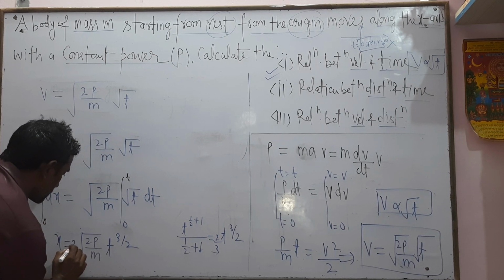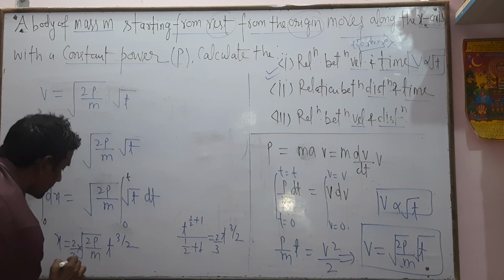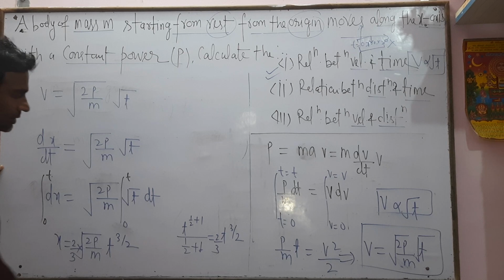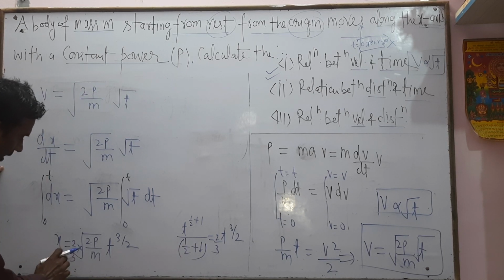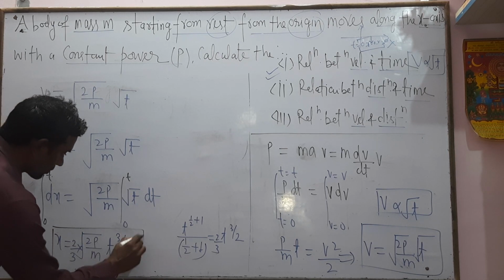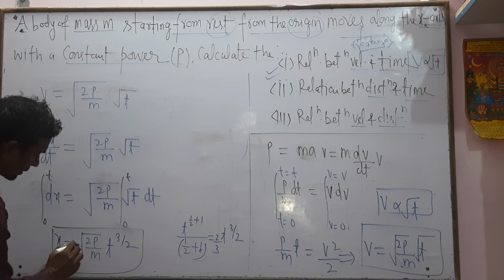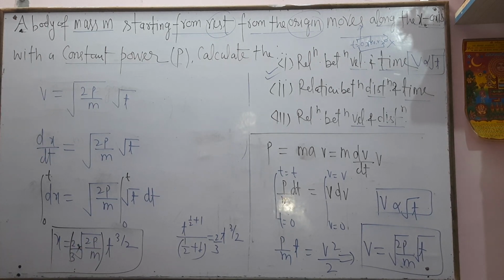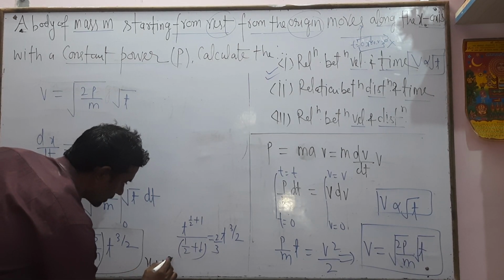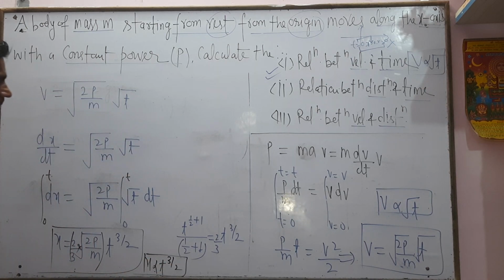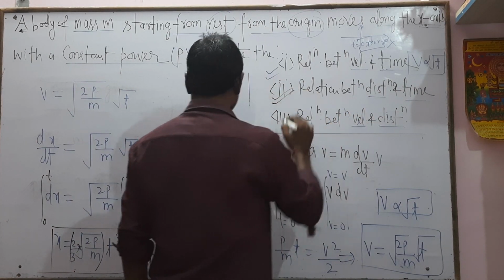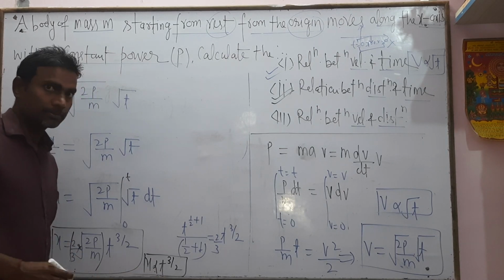So this number is 2 by 3, because the 3 by 2 is in the denominator, so the 2 goes into the numerator. This implies that x equals 2 by 3 into that number into time t to the power 3 by 2. So x is proportional to t to the power 3 by 2. This is the relation between displacement, distance and time. So the second point is proved, displacement and time.